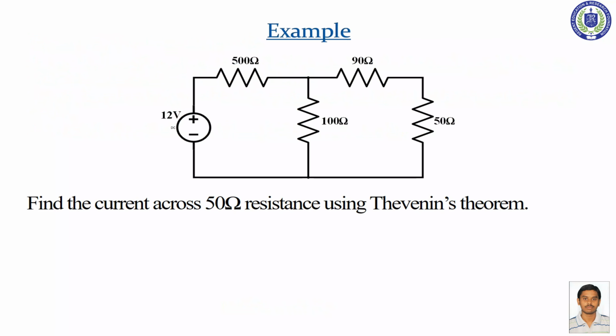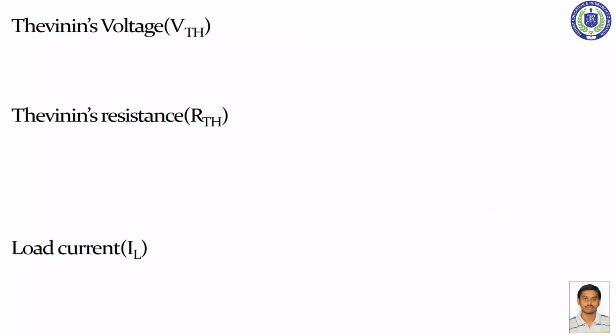Now let's get to the example. Suppose our voltage source is 12 volt, with resistors 500 ohm, 100 ohm, 90 ohm and 50 ohm. This is our circuit. The question is to find the current across the 50 ohm resistance using Thevenin's theorem. So 50 ohm is the load resistance, this is the RL. Our calculation has two unknowns: Thevenin's voltage and Thevenin's resistance.